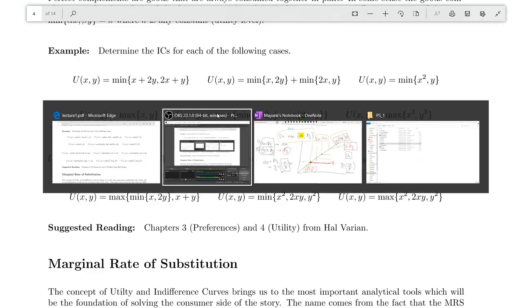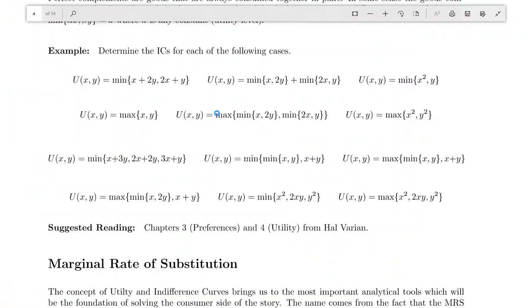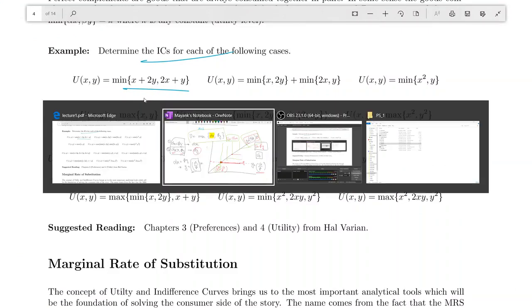Now let's do some complicated cases. So determine the ICs for each of the following cases. Min of x plus 2y comma 2x plus y.